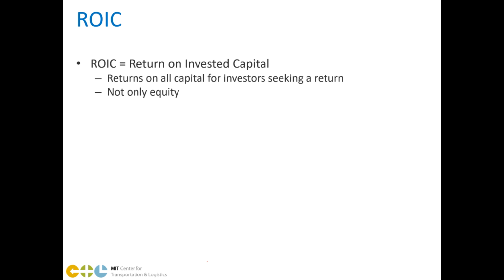It stands for return on invested capital. So this is looking at the returns on all capital for investors who are seeking a return. So we're not only going to look at equity, but we're also not going to look at just assets purely. We're going to look at specifically what's being invested, where are we expected to get returns. And we're also going to change the income statement because of the influence of the taxes. We're going to define something called NOPAT, which will help us deal with the fact that the income statement is influenced by the debt structure.